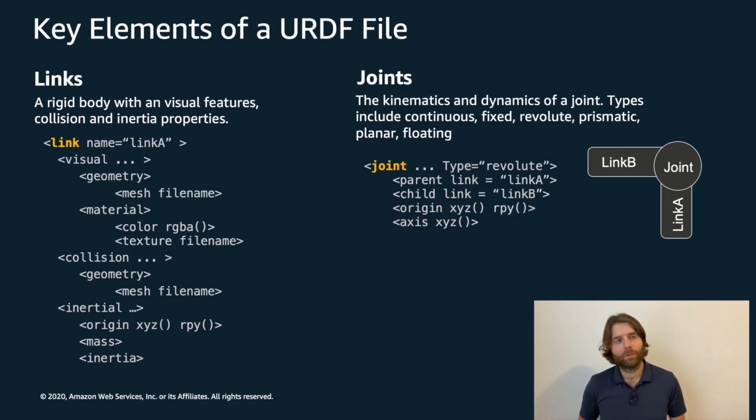In this example that I highlight in this slide, you can see we have a revolute joint with 2 links to create what looks like a robotic arm.